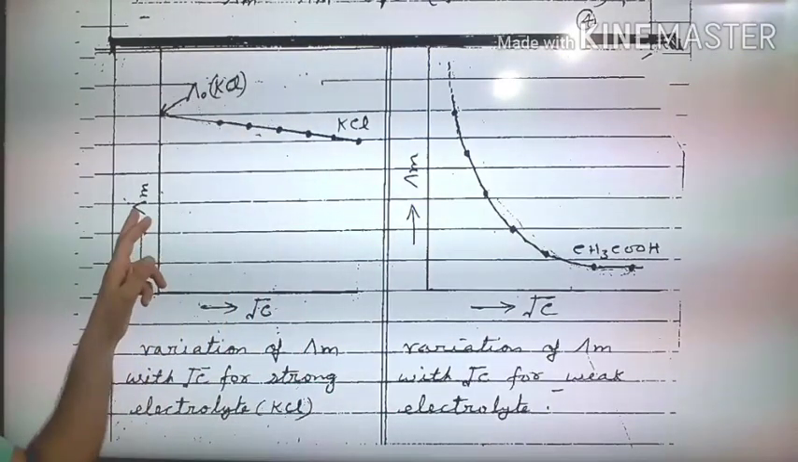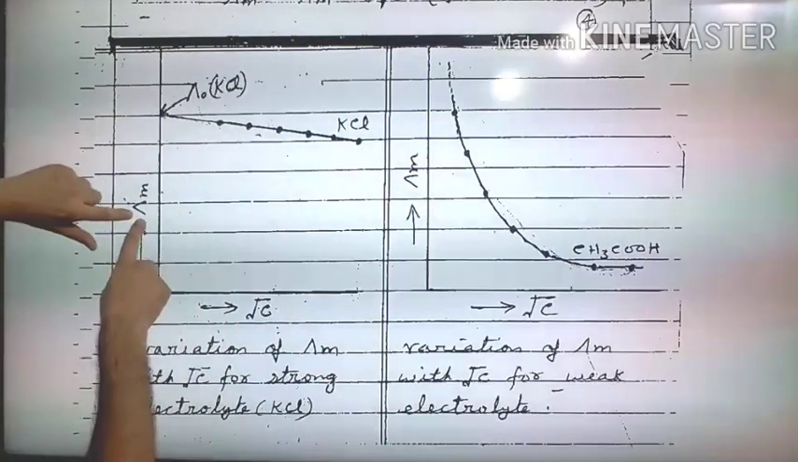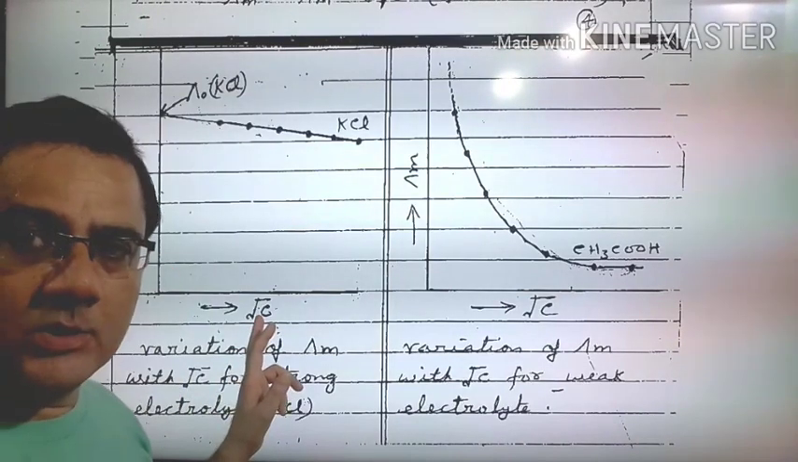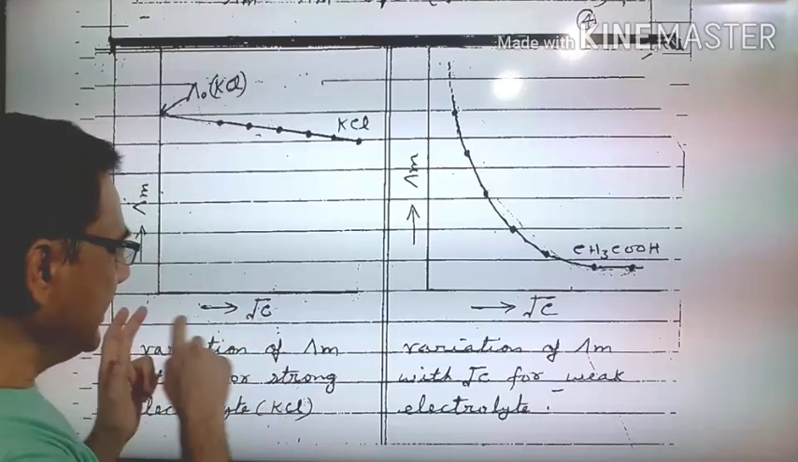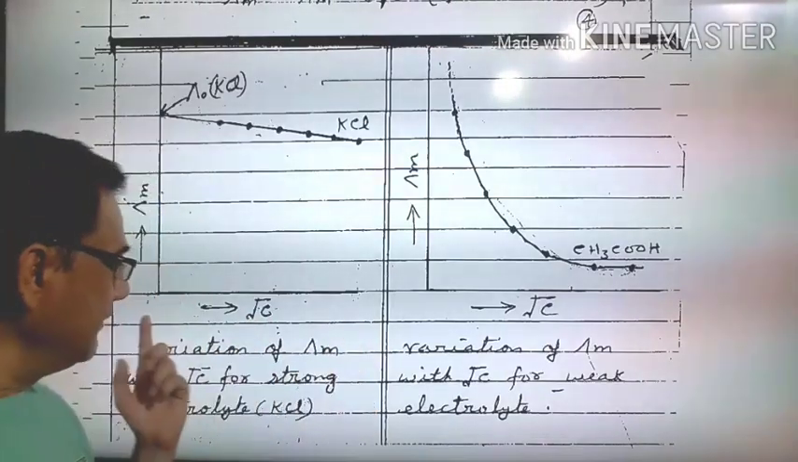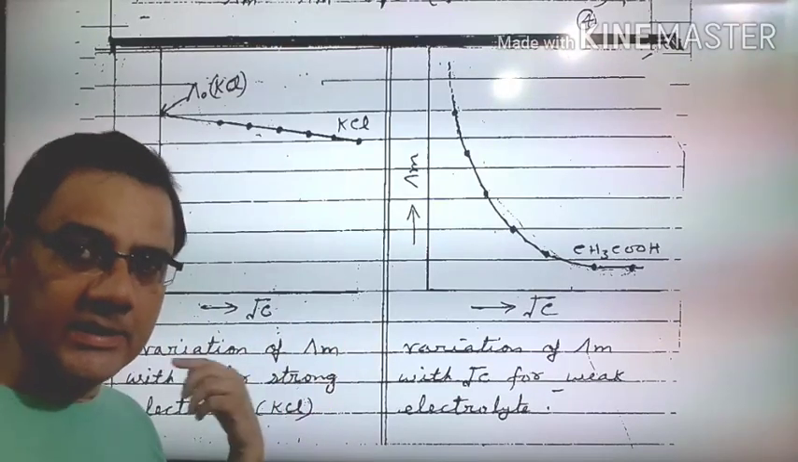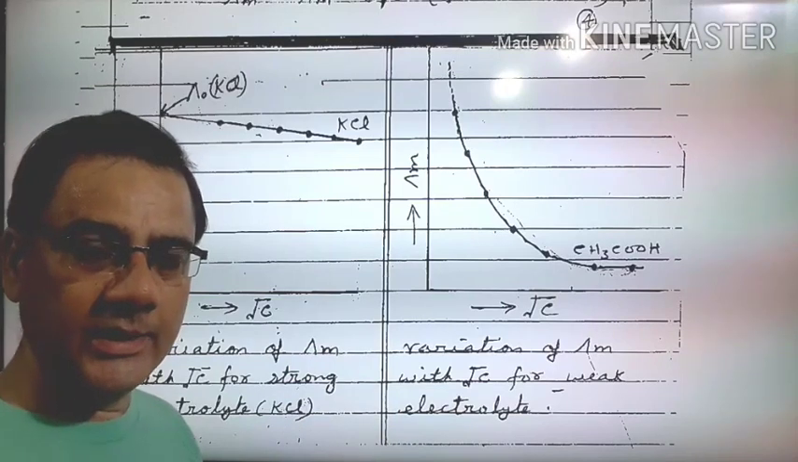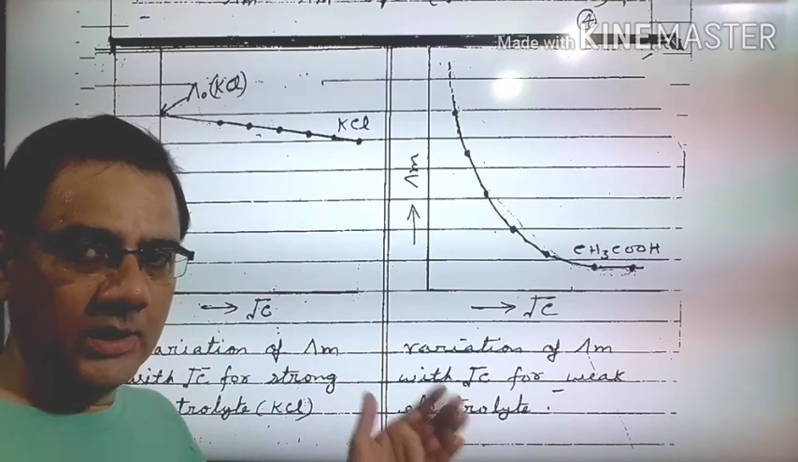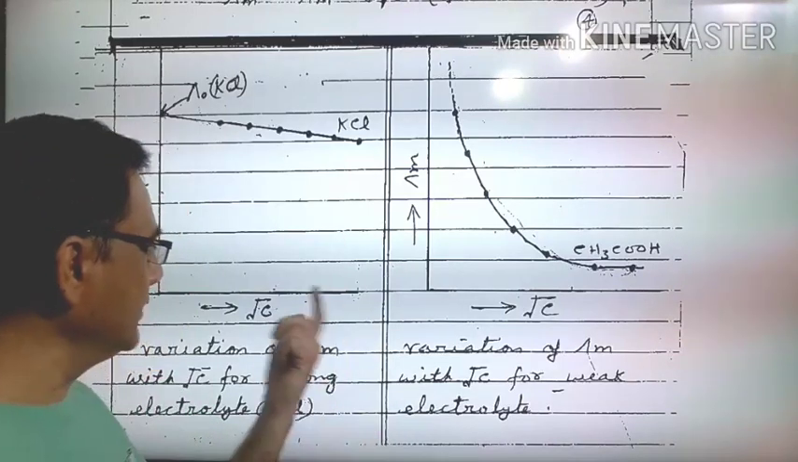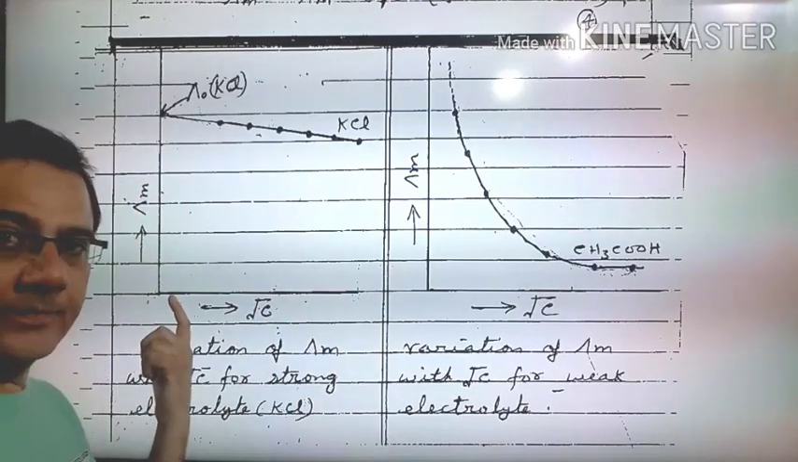See, this is the molar conductivity, this is the graph. One side I am taking the molar conductivity, and the other side I am taking the square root of concentration. If we go this side, it means we are increasing the concentration, and if we go this side, it means we are decreasing the concentration, or we are diluting the solution. So what we are studying is what happens to the molar conductivity on dilution. So on dilution means we are moving from this side to this side.